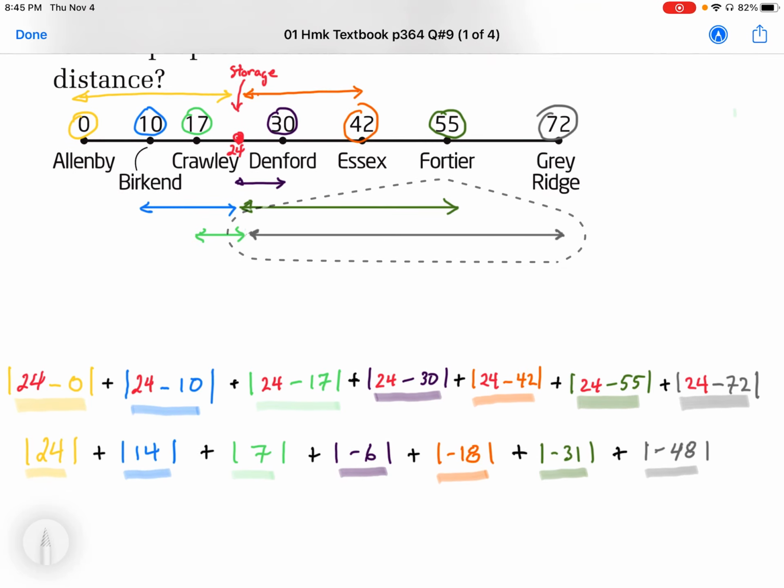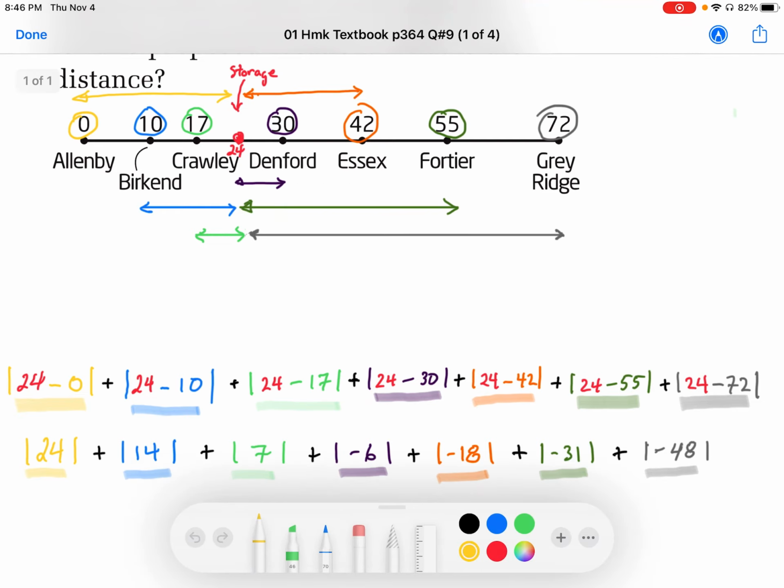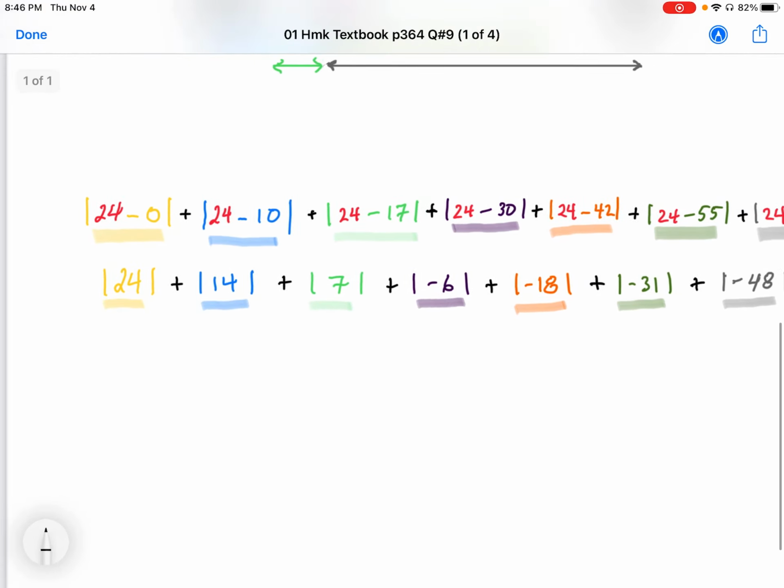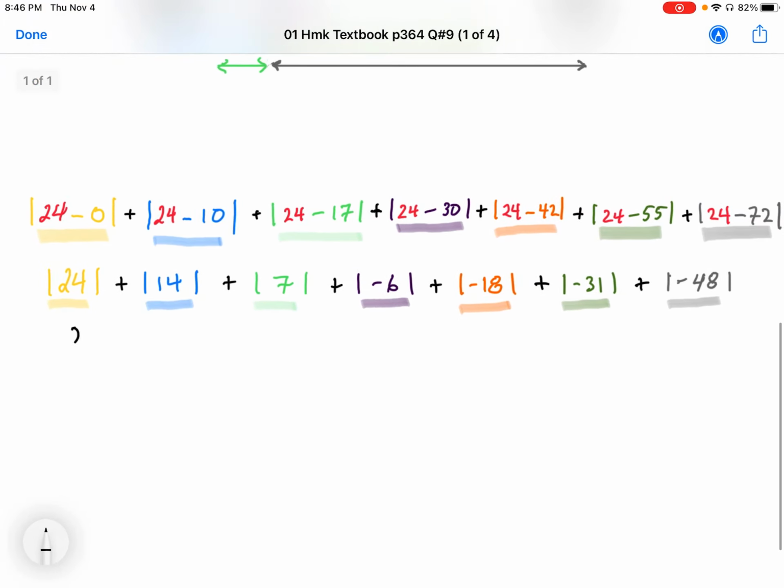So all these expressions represent that subtraction represents displacement. The absolute value turns that into distance. So then we can add these together. We can sum these all up, taking the absolute values to get all the distances. So 24 plus 14 plus 7 plus 6 plus 18 plus 31 plus 48.